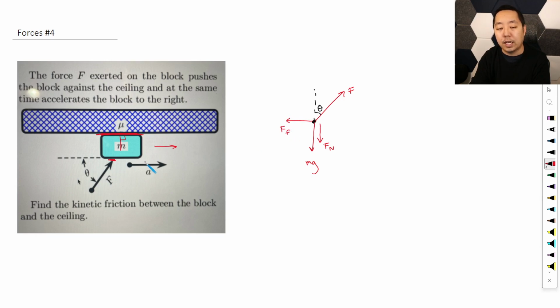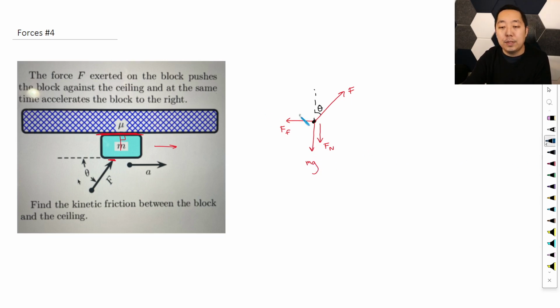And I hope you notice that accelerating to the right doesn't necessarily mean it's moving to the right. It could be going left and slowing down, but I think by intention they mean for this block to be actually sliding to the right, in which case the kinetic friction is going to be parallel to that surface and opposite the direction of motion. So we've completed the free body diagram here.